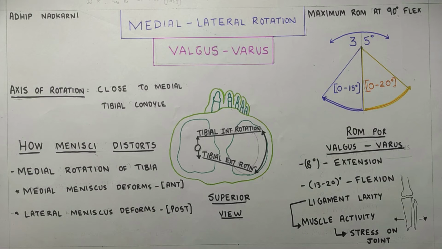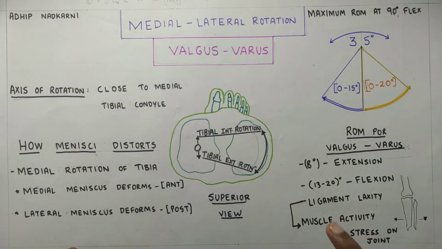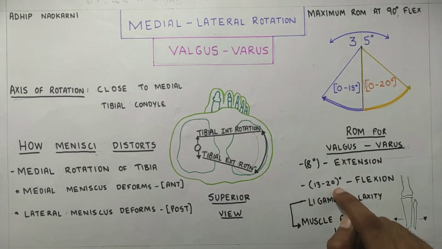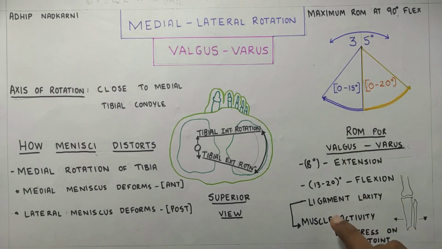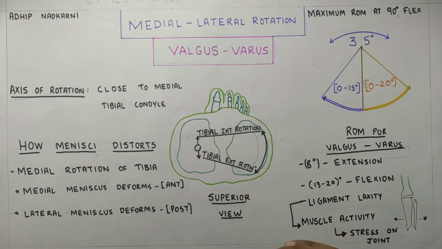So now we have covered the medial and lateral rotation of the tibia. Let us move on to a smaller topic, that is the valgus and varus. The knee joint has varus and valgus stresses, that is when the tibia moves medially and laterally, and the range of motion available here is just 8 degrees when the knee is in extension, whereas 13 to 20 degrees when the knee is in flexion. If there is ligament laxity in the knee joint, all the muscles around the knee joint have to work to stabilize the knee joint, and this can precipitate a lot of stress in the knee joint.